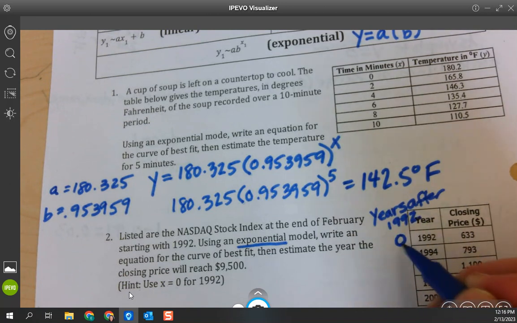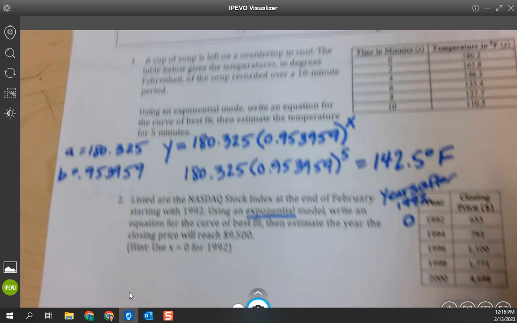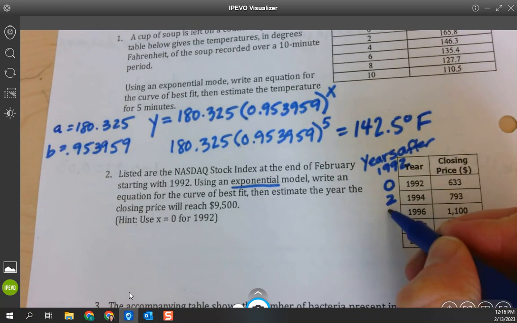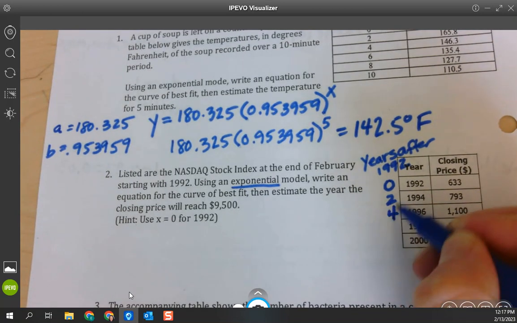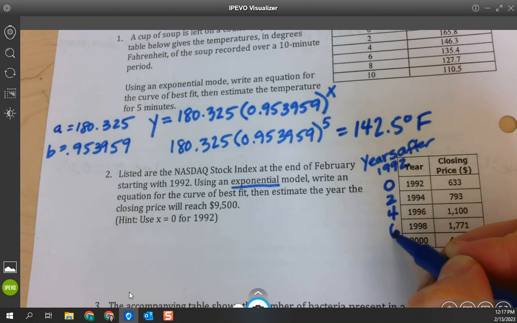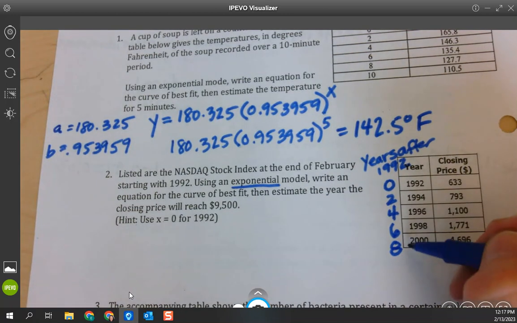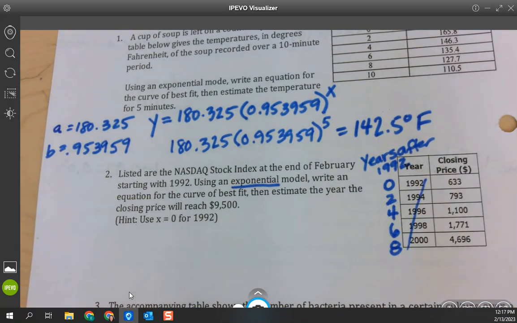Years after 1992. So how many years after 1992 is 1994? 2. And then 1996? That's 4 years after, right? Notice they're going up each time by 2 years until we get to 8 years after. So you're going to use those for your x instead of the actual years, and then you'll use these for the y.